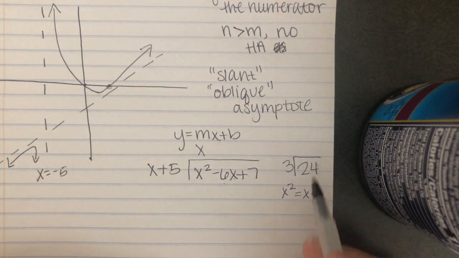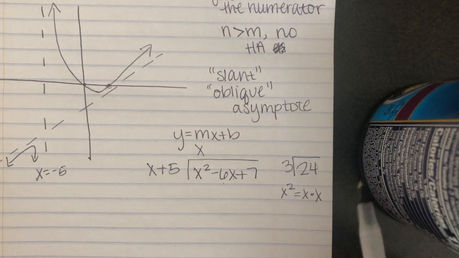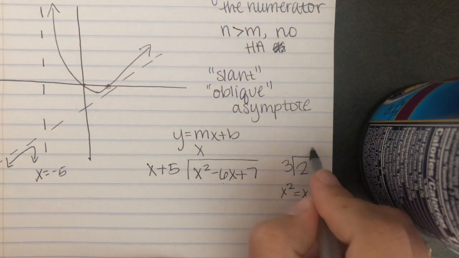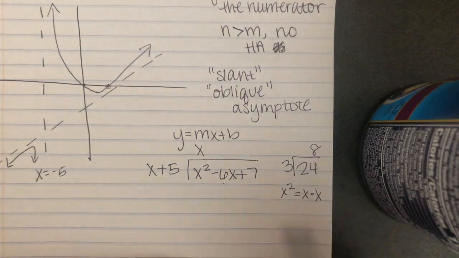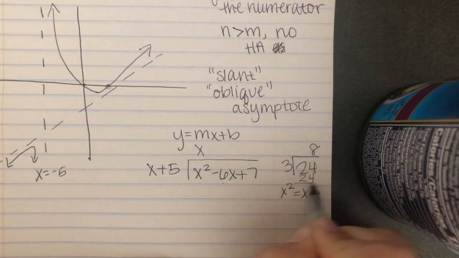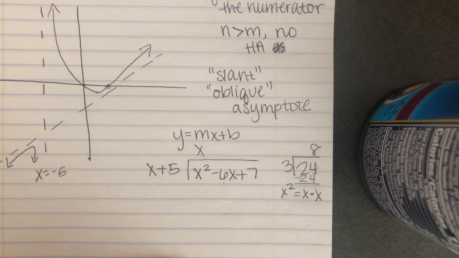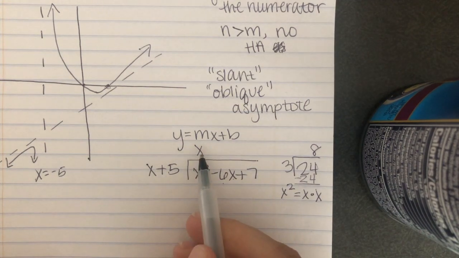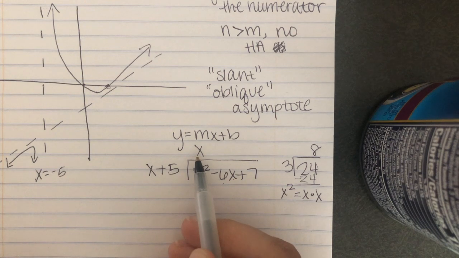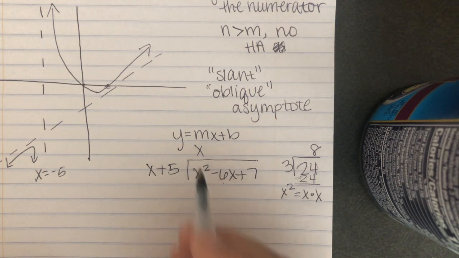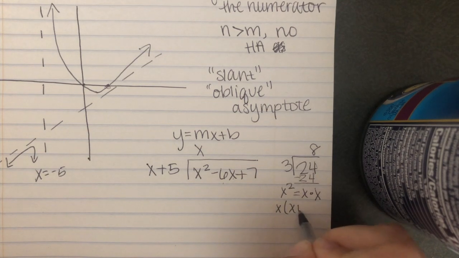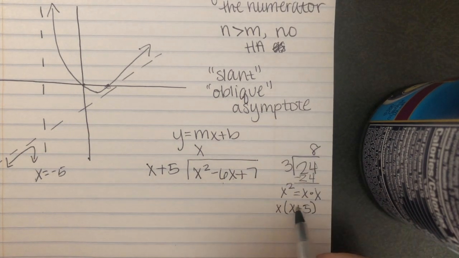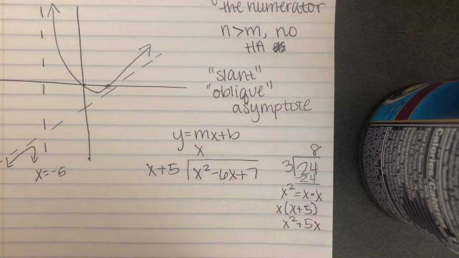So just like in this case, we notice that 3 can go into 24 8 times, and then we multiply 3 times 8 to get 24, and we subtract that number. What we're going to do here is we're going to multiply x plus 5 times x, which has to do with distribution. So over here we have x times x plus 5, and we're going to distribute to get x squared plus 5x.